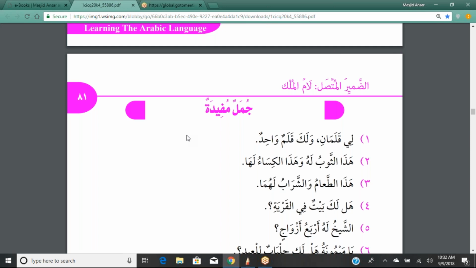What's the name of this book that we're studying? Beneficial. Right. What's the name of the book we're studying now? Al-Mabadi al-Mufida. The beneficial fundamentals. Starting points.